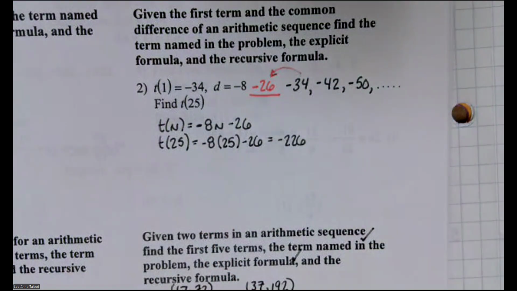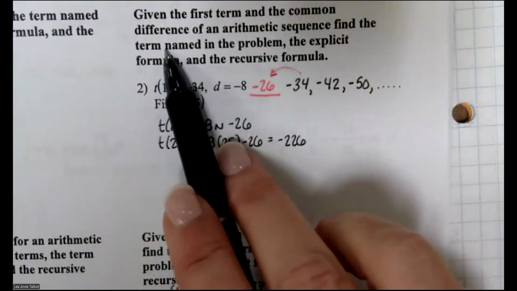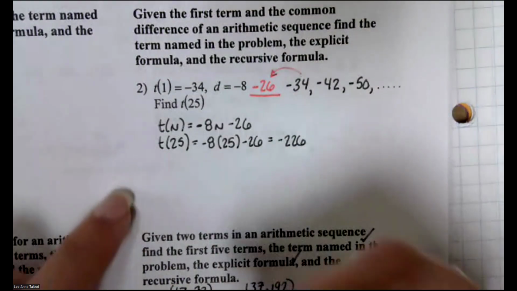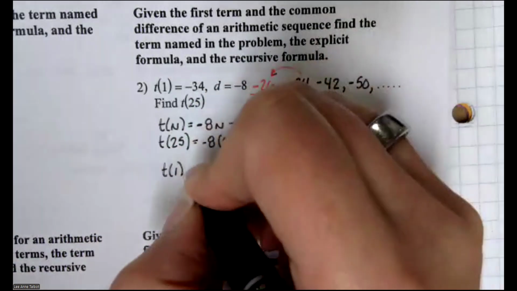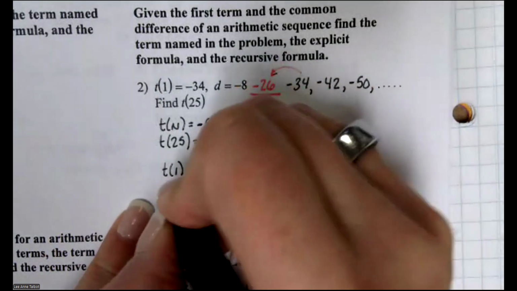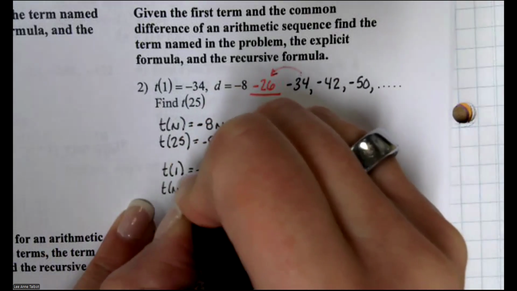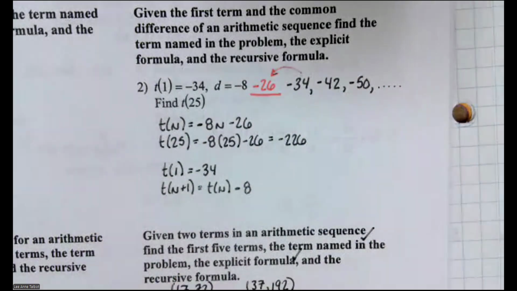Okay, so that's telling me that the 25th number out would be negative 226. Okay, last thing. First term, so you find the term named in the problem. Explicit. Okay, now recursive. The first term is negative 34. To get the next term, I take the current term minus 8 each time.